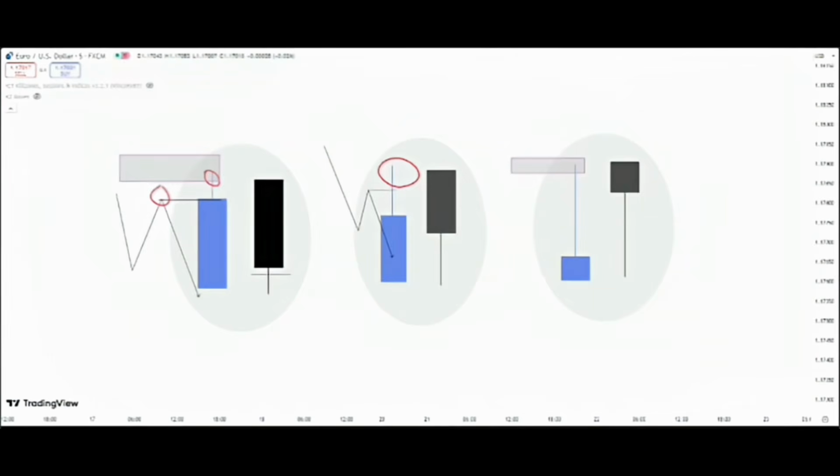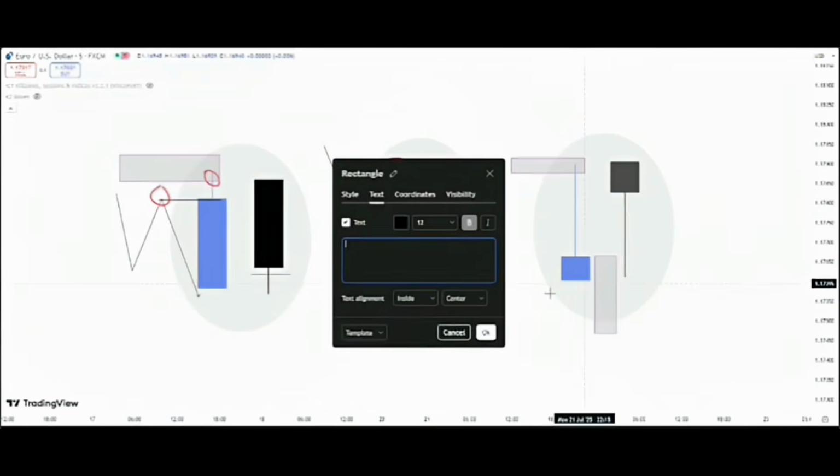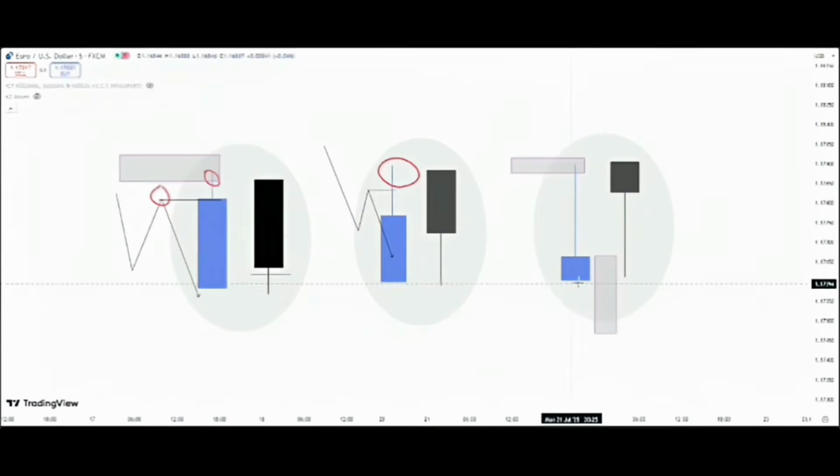And what is the confirmation you need? Well, the confirmation you need will be for you to wait for a candle to close below this low. That's the confirmation you need if you are not comfortable taking the trade directly from here. But if you are an experienced trader, then you can take the trade directly from here and your stop loss will just be above here. Easy, just easy.